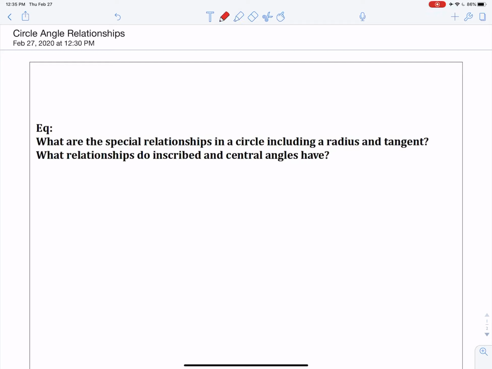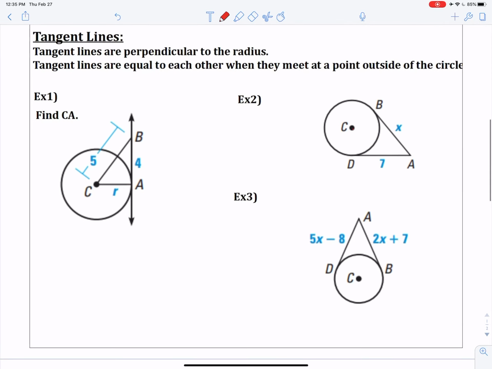Okay, today's video is going to be about the special relationships in a circle, including the radius and tangent. And then it's also going to talk about the relationships that an inscribed or central angle have. So to start, we're going to start talking about tangent lines. Tangent lines are perpendicular to the radius.